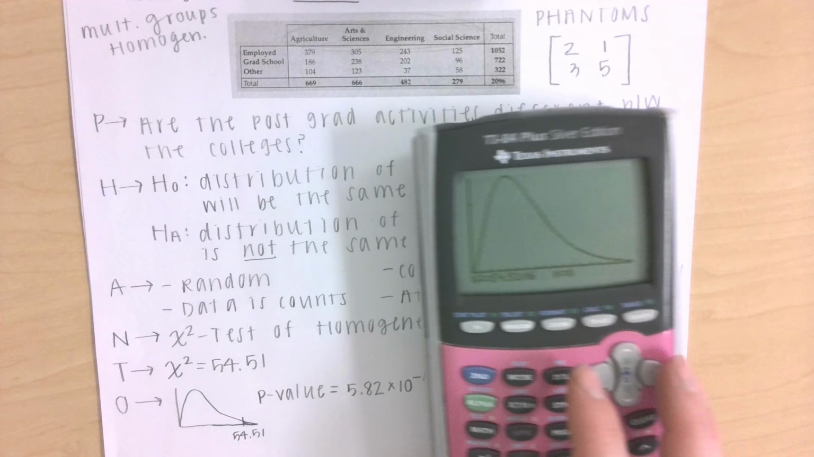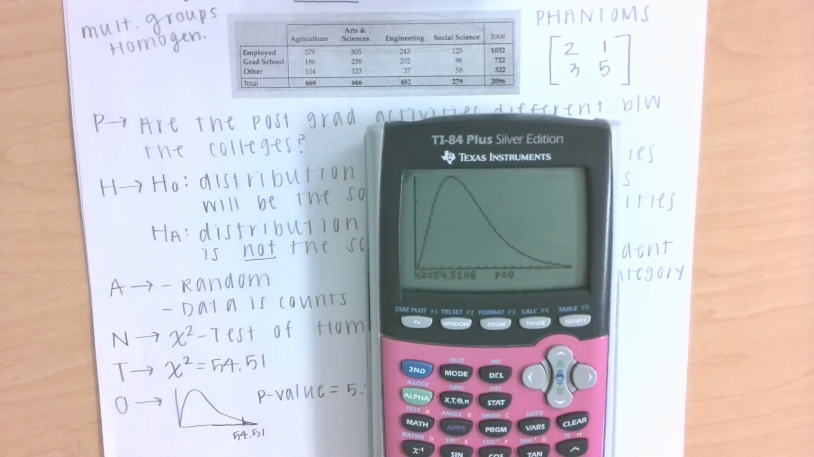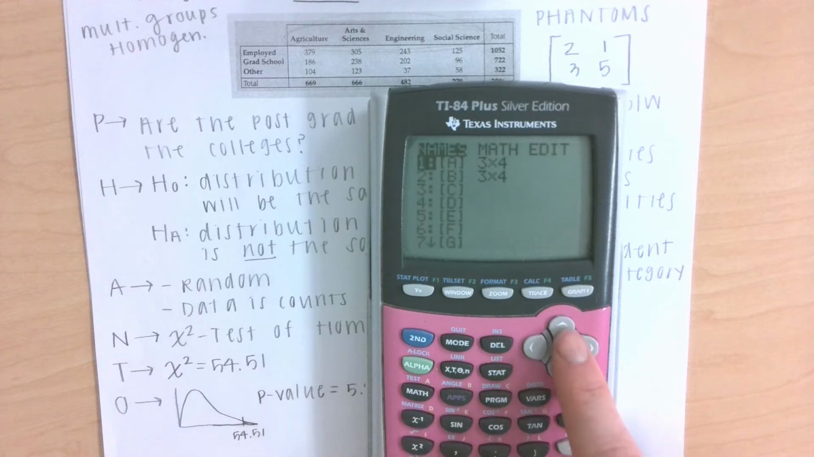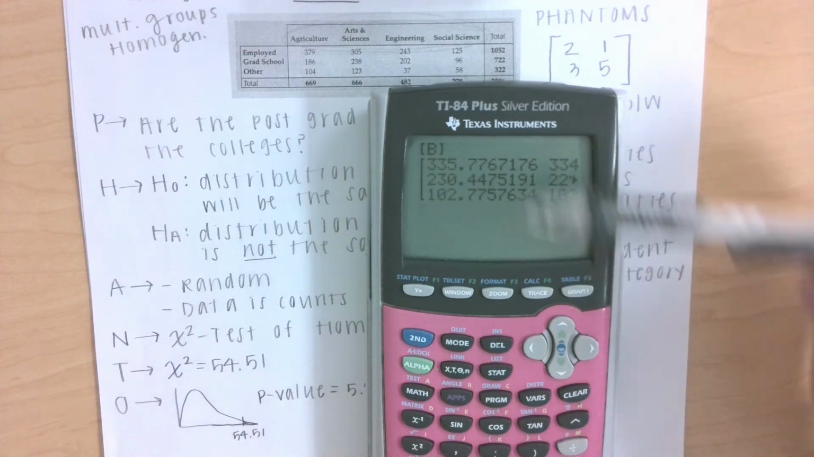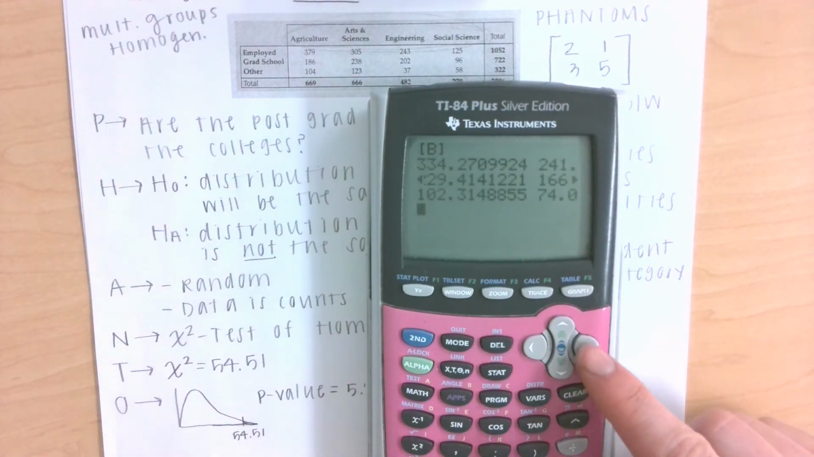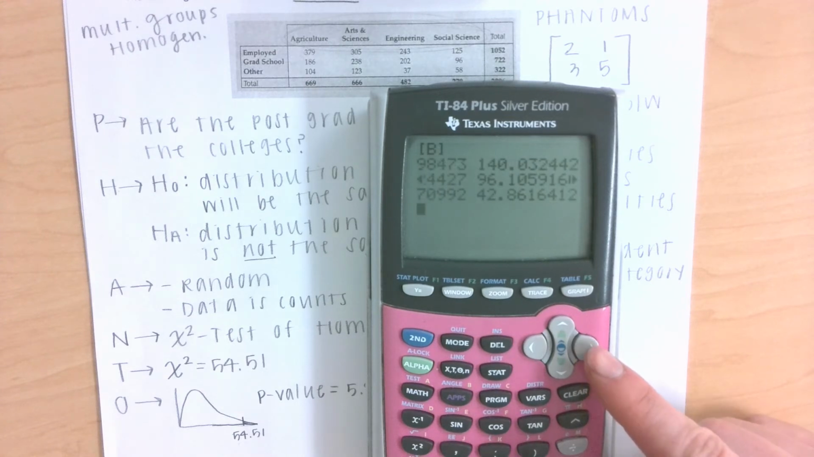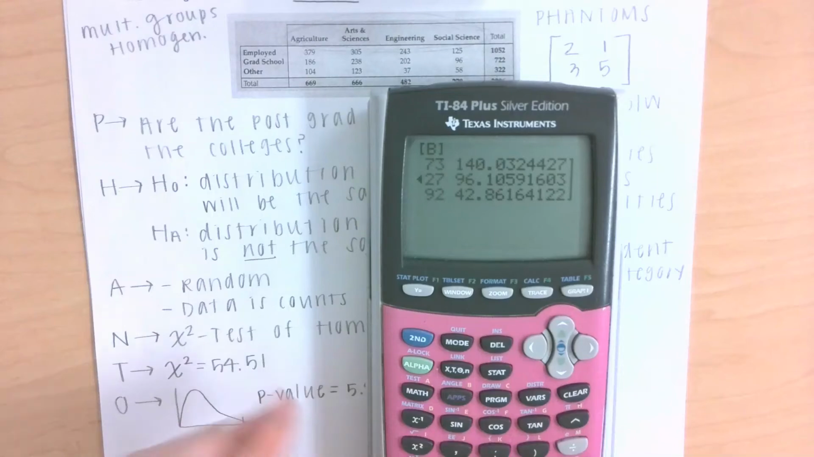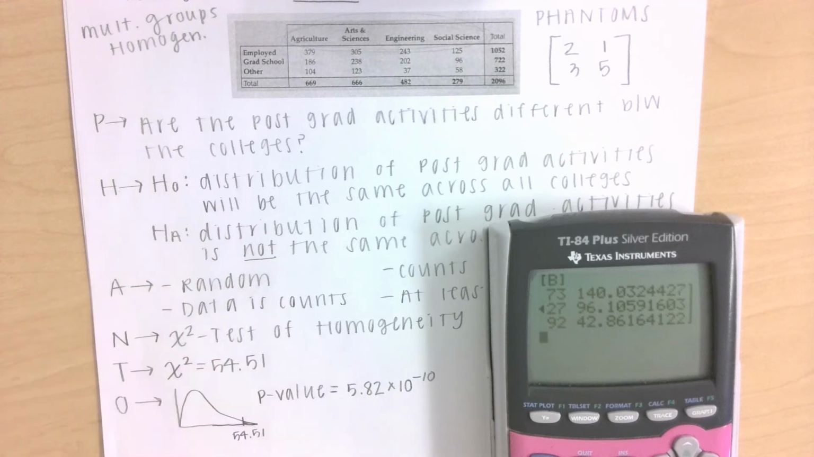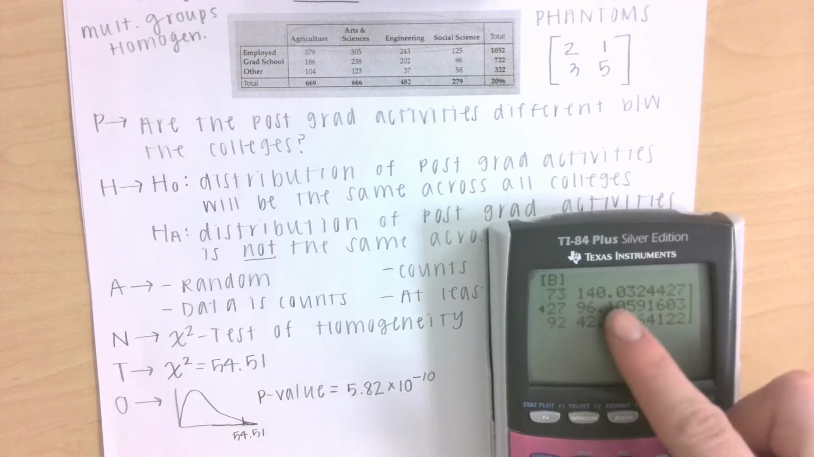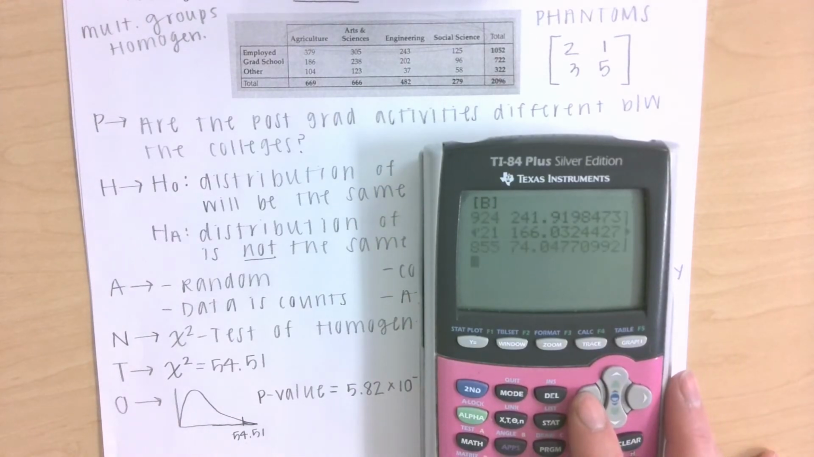Okay, I do want to show you how your calculator saved the expected values into matrix B. If we go back to our matrix button, that's second x to the negative 1, and go down to B and hit enter. Once you hit enter again, you're going to get all of these decimals, which will show you all of the expected values. So this is what we would expect to happen if the null hypothesis was true. If post-grad activities are the same across all colleges, equally distributed across all of these different colleges, these are the values that we would expect to happen.